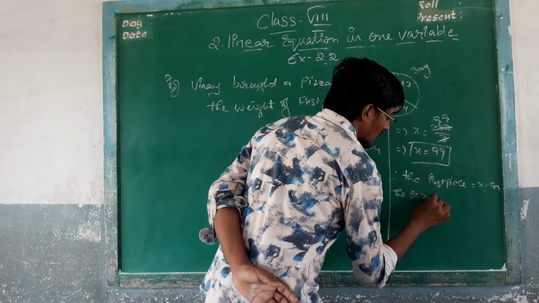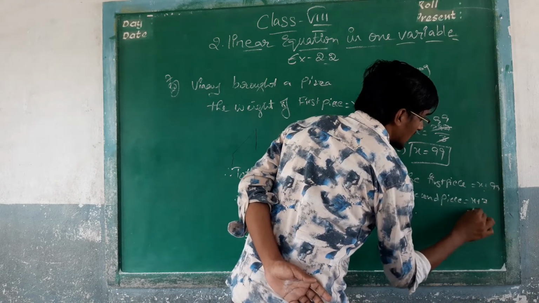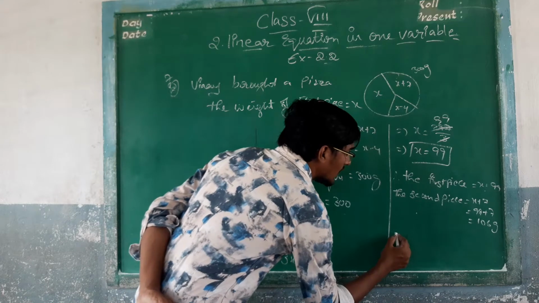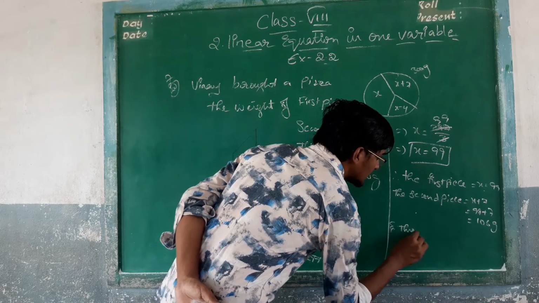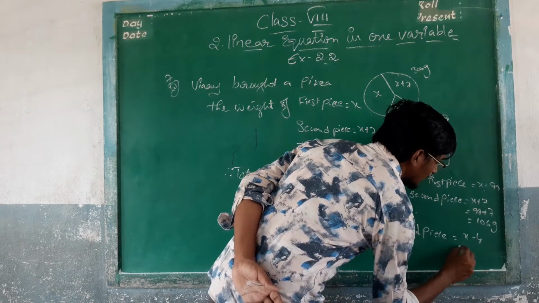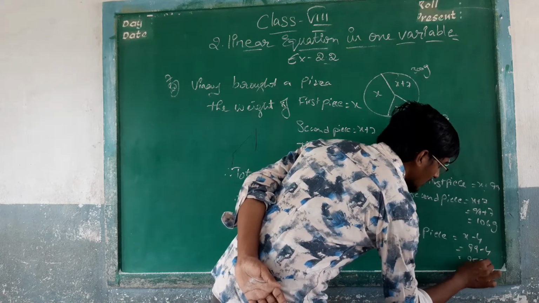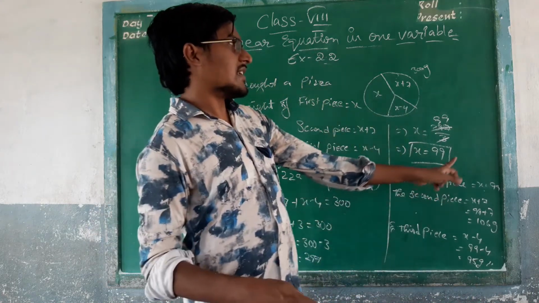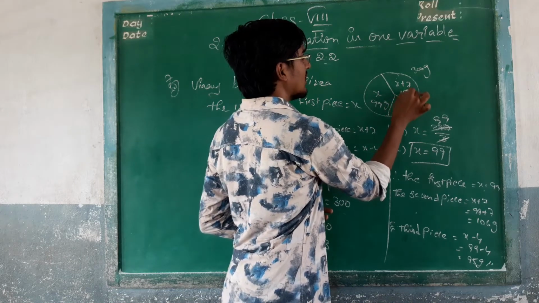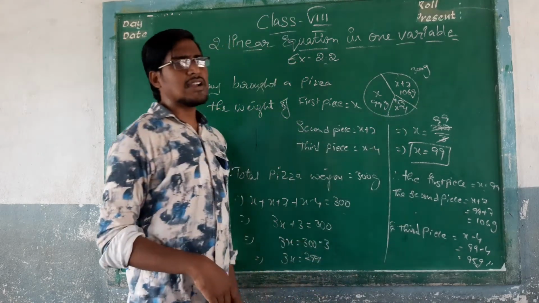The second piece equal to x plus 7, that equal to 99 plus 7, that equal to 106 grams. And the third piece equal to x minus 4, that equal to 99 minus 4, 95 grams. So the first piece weight is 99 grams, this is 106 grams, and this is 95 grams.